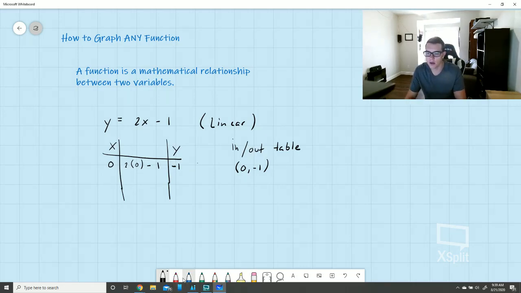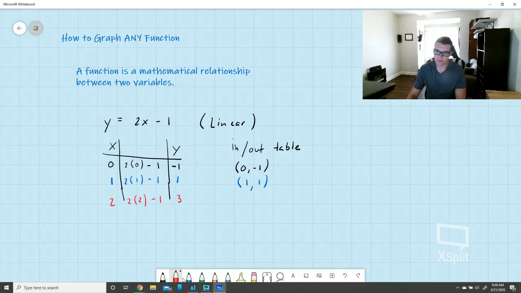So continuing on, I'm going to plug in 1, and 2 times 1 is 2, minus 1 is 1. I have my second coordinate. And one more. I'm going to plug in 2, and you can keep going and going and going. 2 times 2 is 4, minus 1 is 3. So my third coordinate was 2, 3.